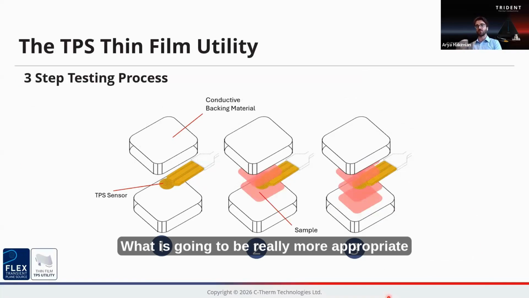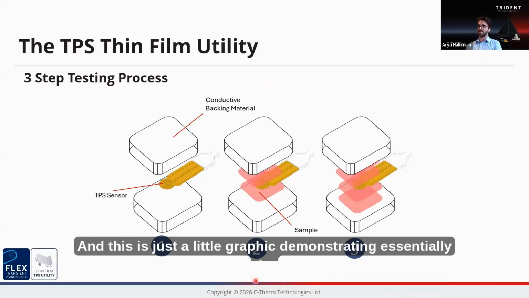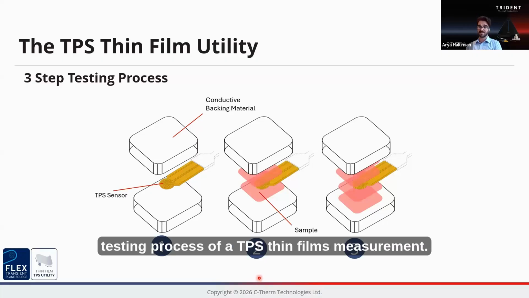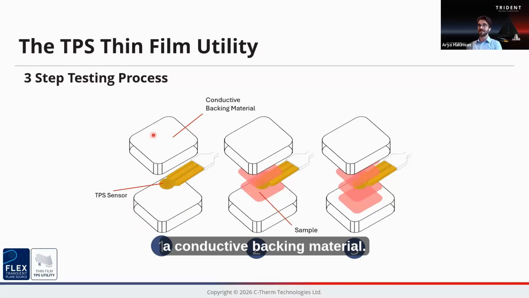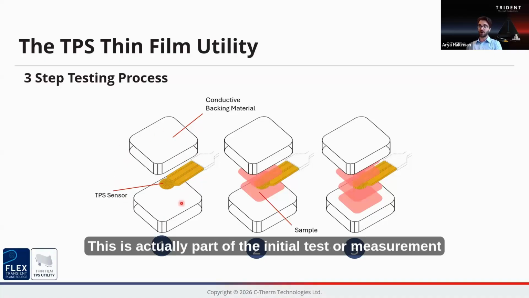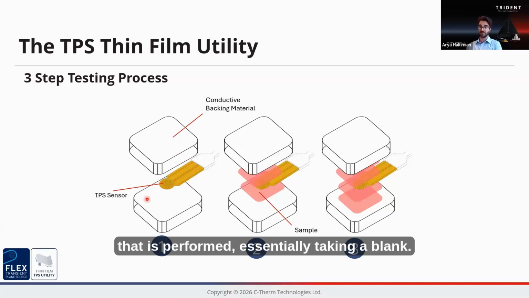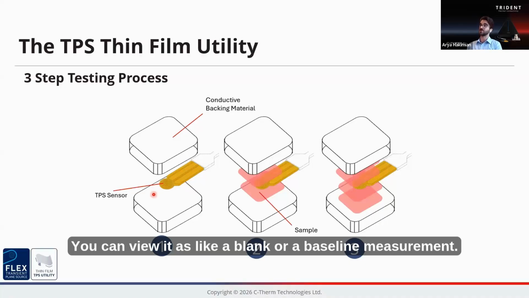What is going to be really more appropriate in this case is the TPS thin films utility. And this is just a little graphic demonstrating the testing process of a TPS thin films measurement. It's essentially a 3-point test. You have your standard TPS sensor with a conductive backing material. This is actually part of the initial test or measurement that is performed, essentially taking a blank. You can view it as a blank or a baseline measurement.